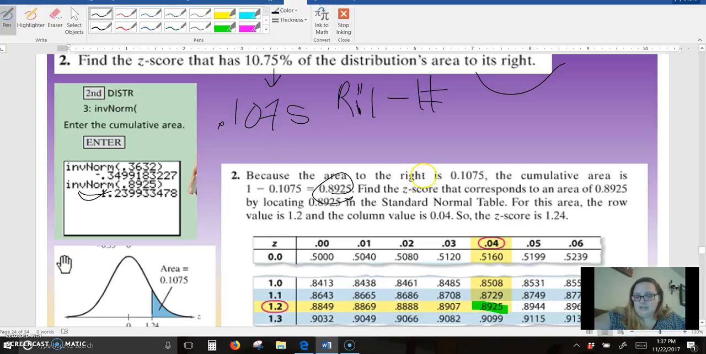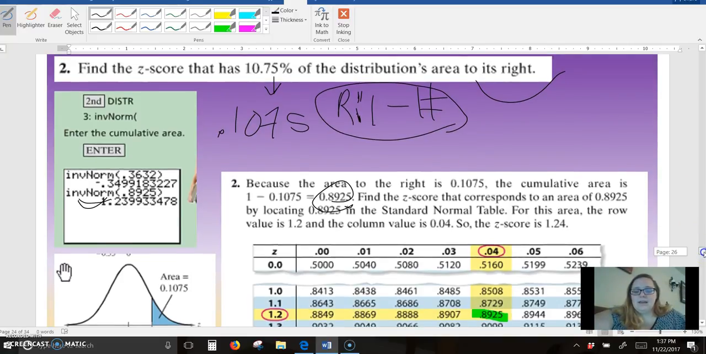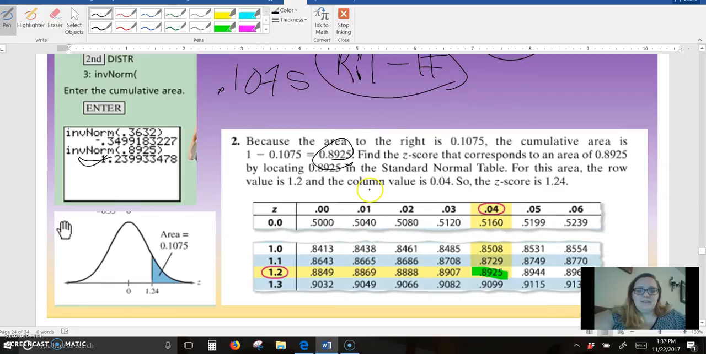So you can type it in your calculator. You just really need to remember that you do 1 minus the number. And then if you want to look it up on the chart, you find that 0.8925 because we did 1 minus. And it's right here. And then we go up the number from the hundreds, and this is the whole, and then the tenth. So 1.24.